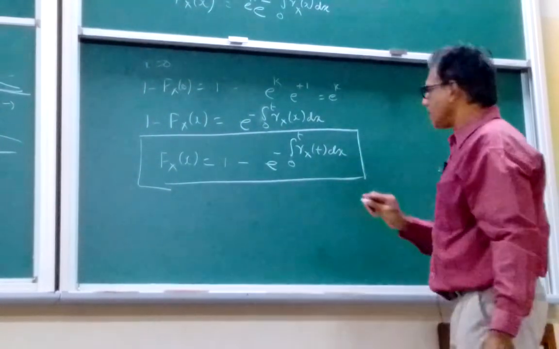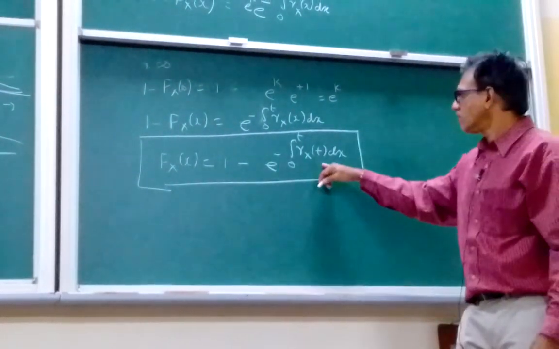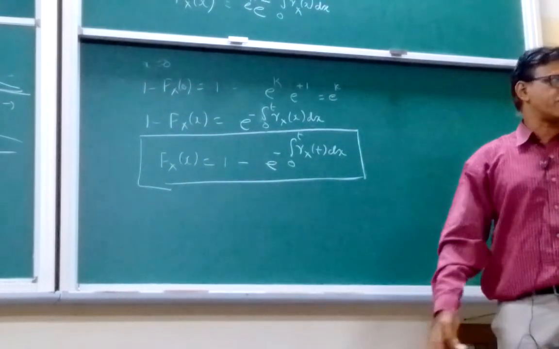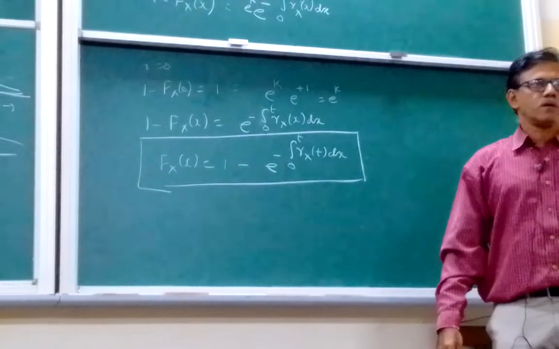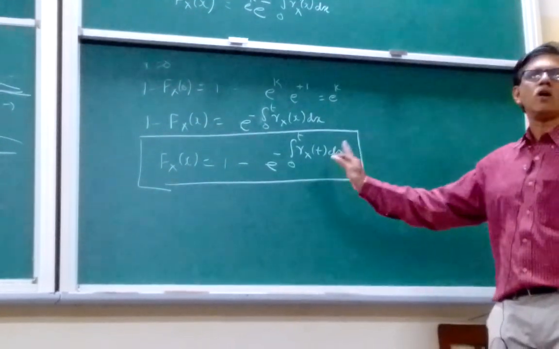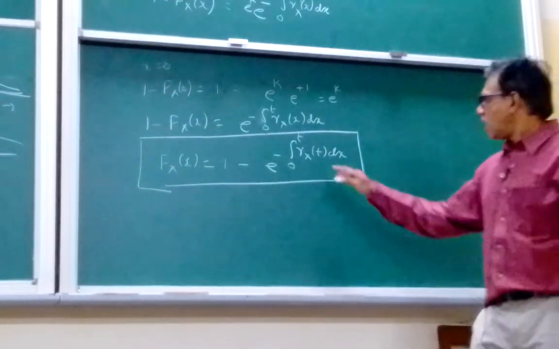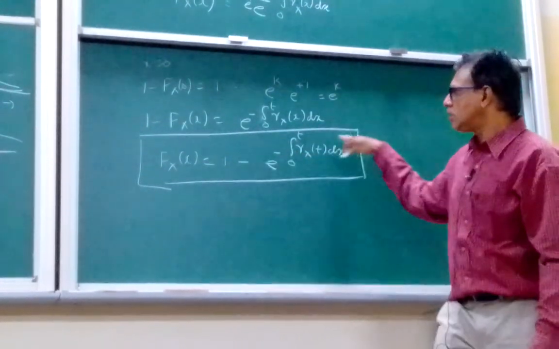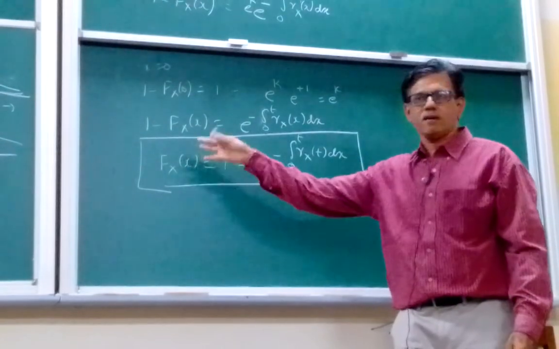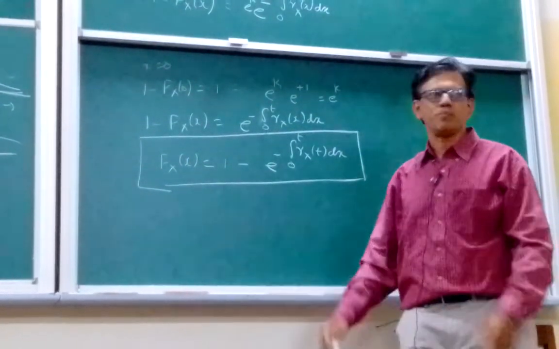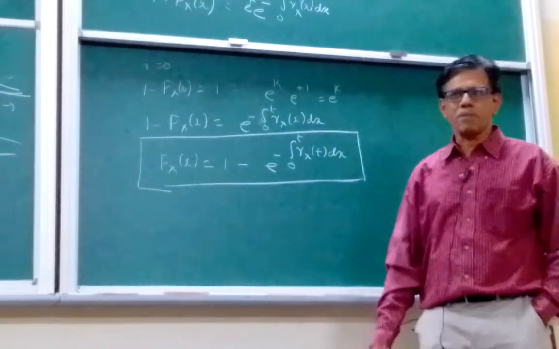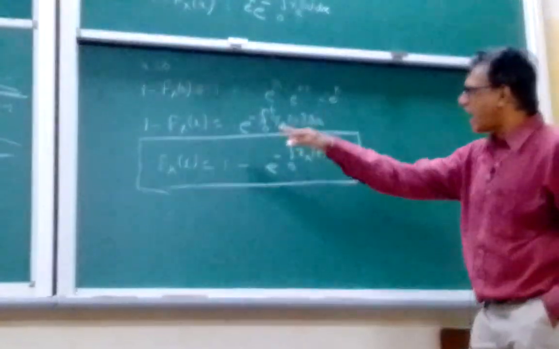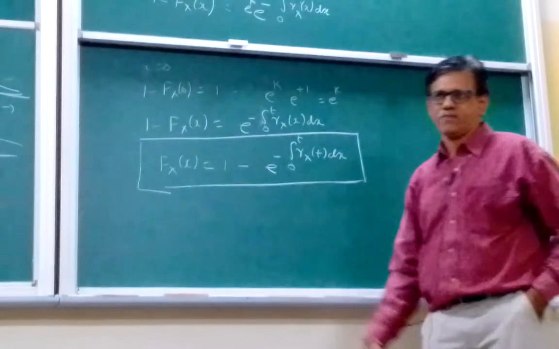So the hazard function Rx of x is related to the CDF using this connection. Once you are only told about the hazard function, what you can do is use this to compute the CDF and then everything else follows from that. The entire random variable can be characterized. This is a very important way of writing the CDF.